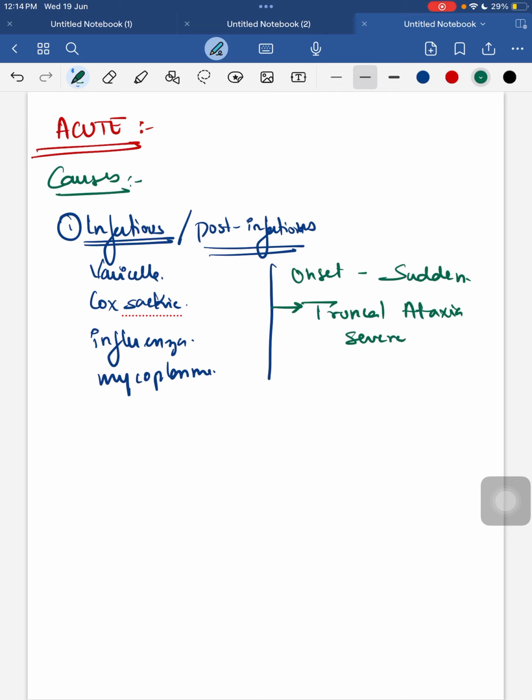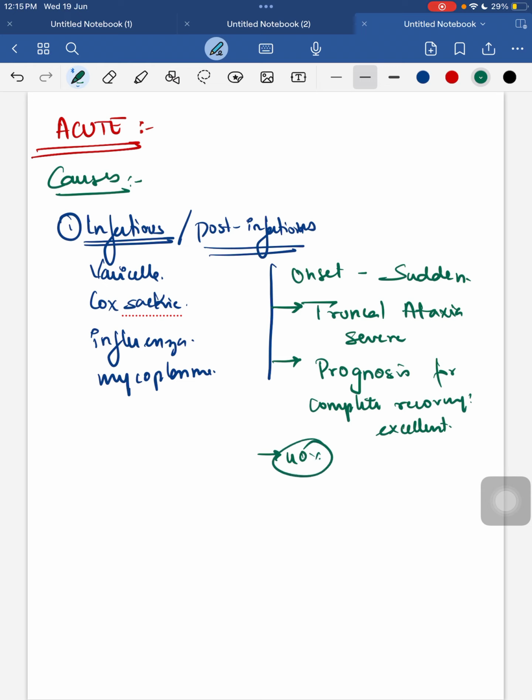Second cause of your acute ataxia is ADEM. We have dealt with ADEM in detail in one of our previous videos. Here it is mostly because of a history of viral infection or a vaccination that has been given 2 to 3 weeks earlier.